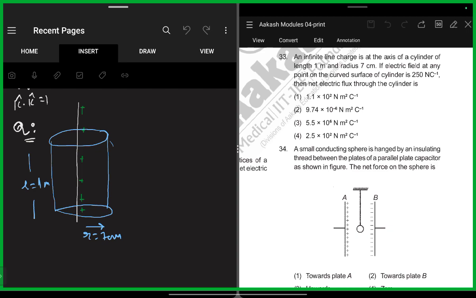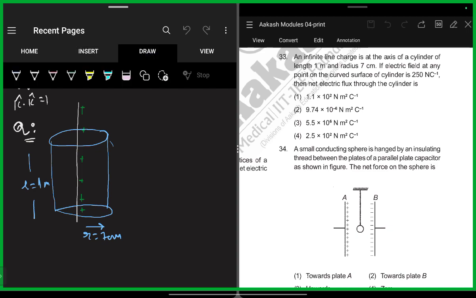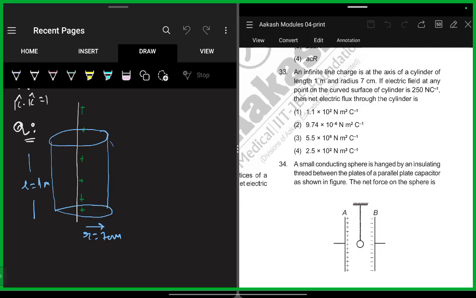Start. So this is the situation. If the electric field at any point on the curved surface of the cylinder, at any point, that means on this curved surface at r distance, is given as 250 Newton per coulomb, the net electric flux through the cylinder is what? We need to find the net electric flux. So net electric flux is given by Q by epsilon naught, right?